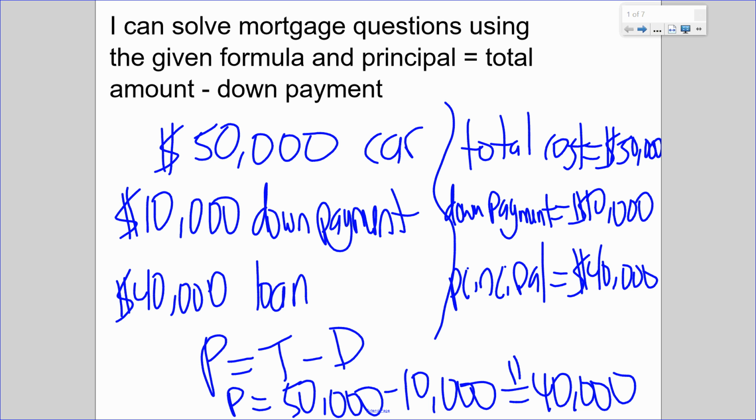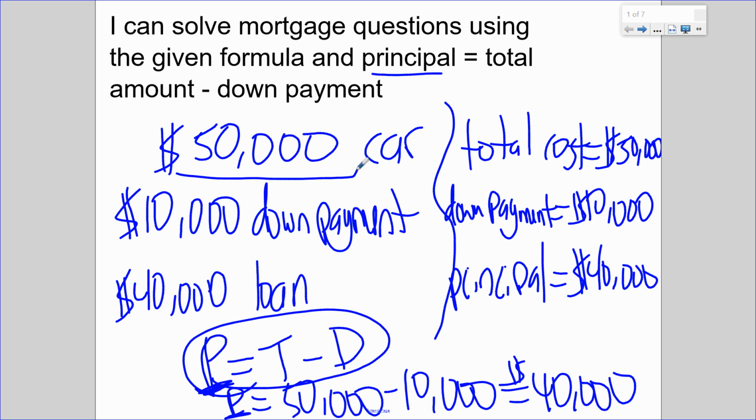So this little formula is going to come up here. If they're ever asking about down payment, it's all about the principal, because within the formulas that you're going to be given, you're going to have a variable for principal, but you're not going to have a variable for down payment. So P equals T minus D, principal equals the total amount minus the down payment. And again, hopefully that makes sense. If the total cost of the car is $50,000 and my down payment is $10,000, the principal value of the loan, I'm going to subtract the total cost and the down payment.